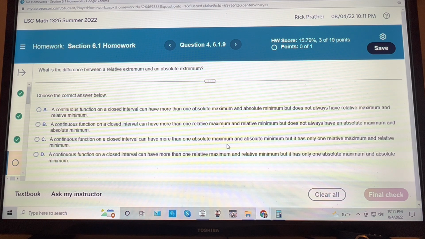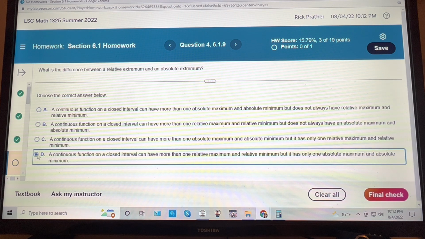More than one absolute max or min, but it only has one relative? No. You can have more than one relative max and min, but only one absolute max and absolute minimum. Yeah, see, that's the case, you could have a lot of relative max and mins. Local max and mins are just places where the graph changes directions. So you could change directions a lot and have more than one of those.